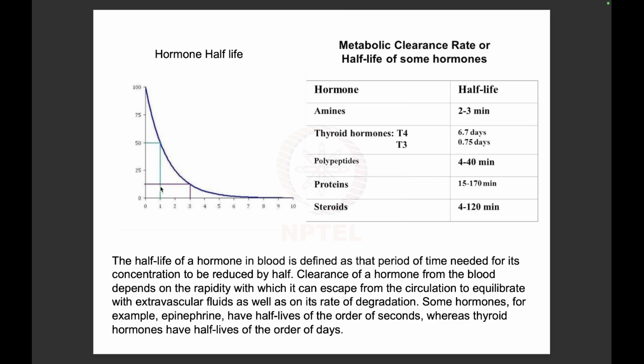Okay, and here you can see the half-life described for the hormones. Amines have a 2-3 minute half-life. Thyroid hormones have 6-7 days of half-life. Polypeptides have 4 to 40 minutes. Okay, steroids have 4 to 120 minutes half-life. So that varies. The half-life of a hormone in blood is defined as the period of time needed for its concentration to be reduced by half.